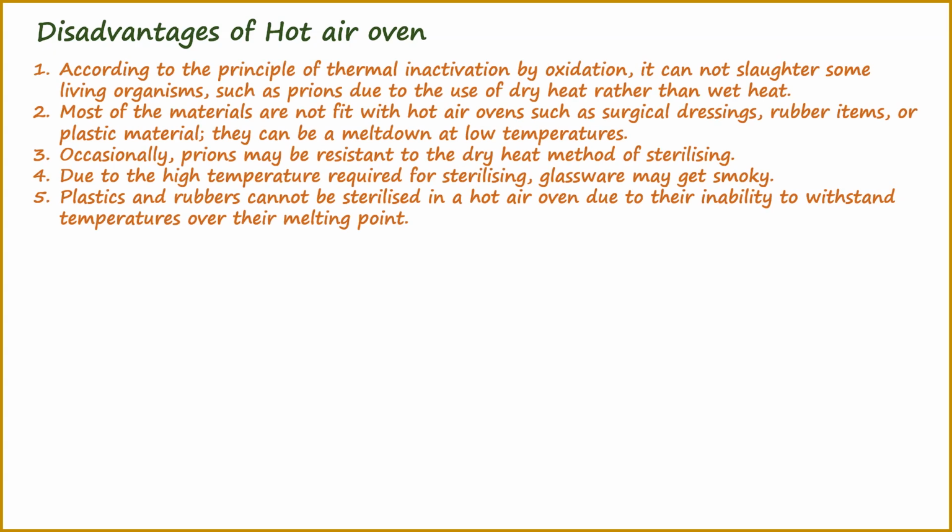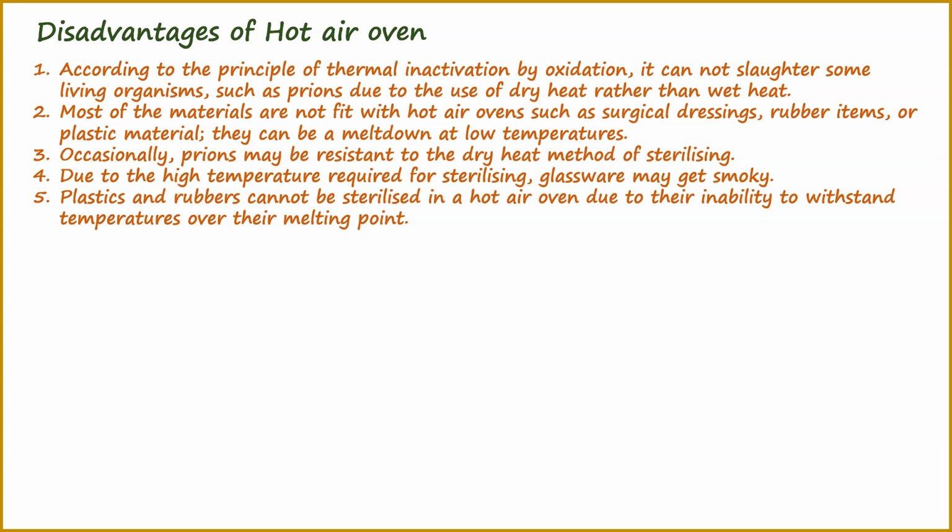In this part, we will be discussing the disadvantages of hot air ovens. Let's get started. Firstly, according to the principle of thermal inactivation by oxidation, hot air ovens cannot kill some living organisms, such as prions, due to the use of dry heat rather than wet heat. Secondly, most materials are not compatible with hot air ovens, such as surgical dressings, rubber items, or plastic material. They can melt at low temperatures.